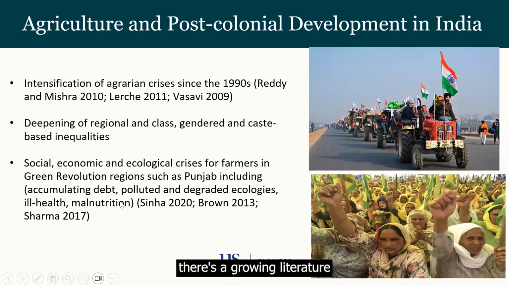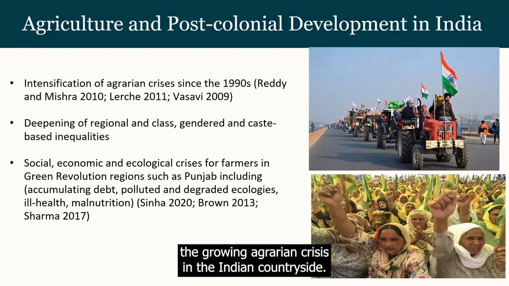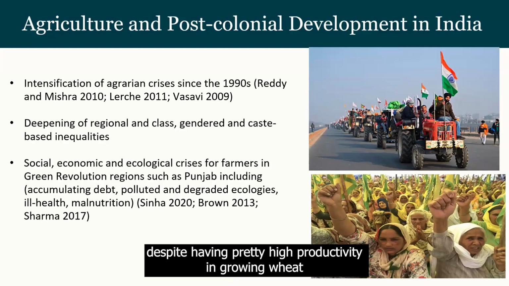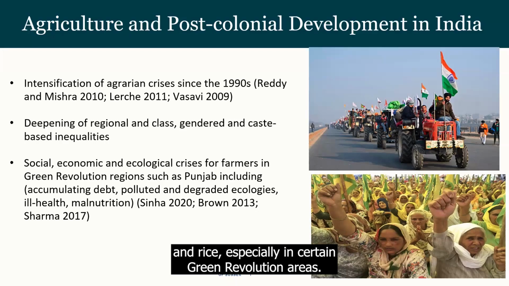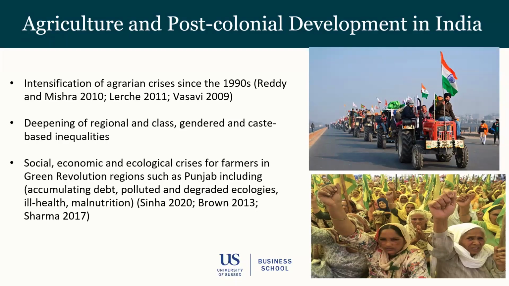Since the 1990s, there's a growing literature where scholars across a wide range of fields, economics, social science, have documented the growing agrarian crisis in the Indian countryside, right? And this has included farmers not being able to make enough incomes, have viable livelihoods, despite having pretty high productivity in growing wheat and rice, especially in certain Green Revolution areas. It has also led to deepening regional and class inequality, as well as gendered and caste-based inequalities.